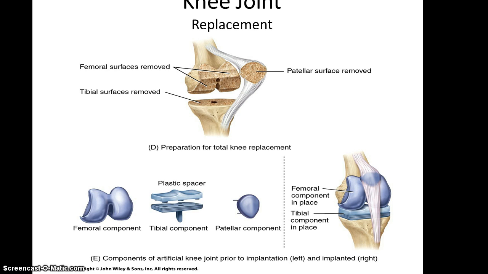And the way this works is actually pretty extensive. They have to remove the articulating surface of the femoral bone. They have to remove the top of the tibia and part of the patellar surface. All that has to be removed and then replaced with these metal components. However, in the process, they try to retain as much of the patellar ligament and the quadricep tendon as possible because it's really hard to replace those components.